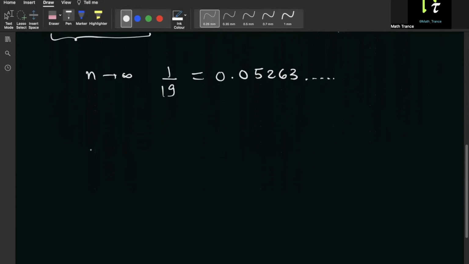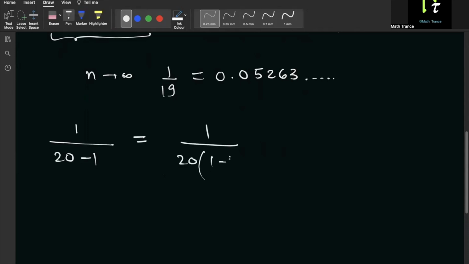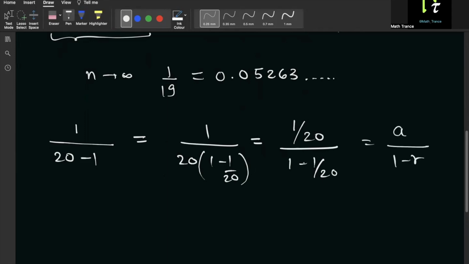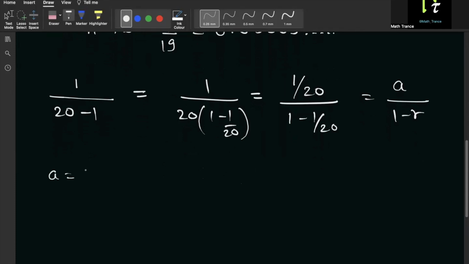So how does the GP come into the picture? See how creatively they used it. What if I write 19 as 20 minus 1? This is the same thing as 20 into (1 minus 1 by 20). Now this is the same as (1 by 20) upon (1 minus 1 by 20). You can see that a upon 1 minus r, if you compare it, gives a equals 1 by 20. That is, the first term is 1 by 20, and the common ratio is 1 by 20 as well.